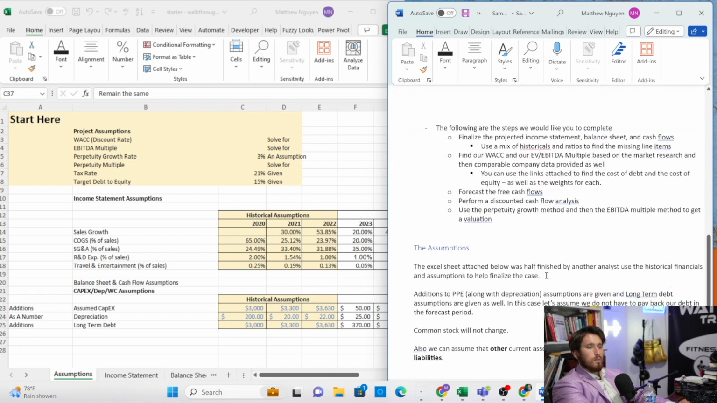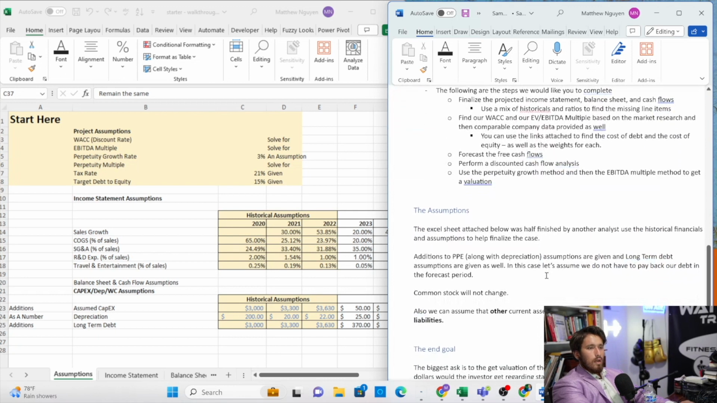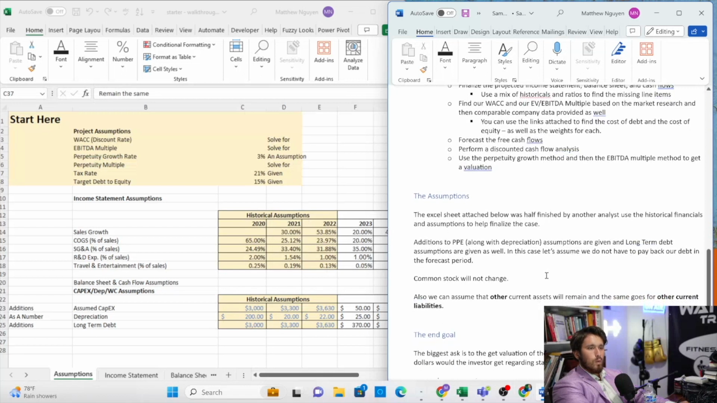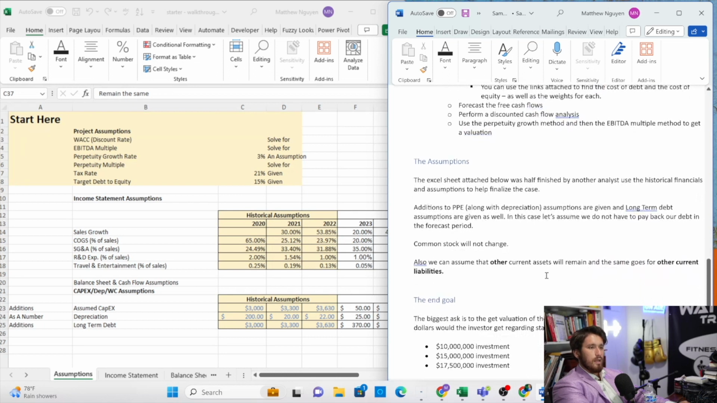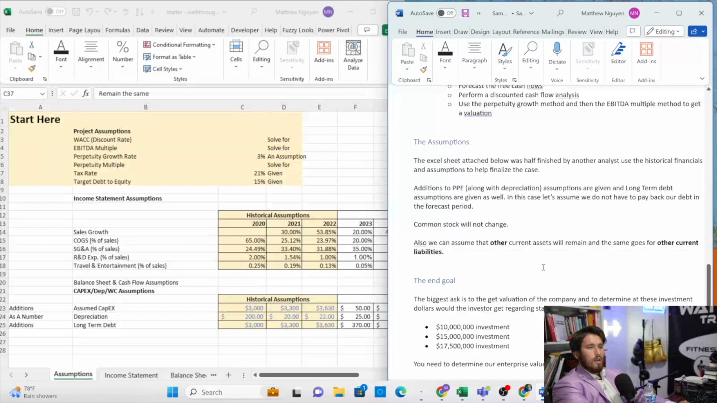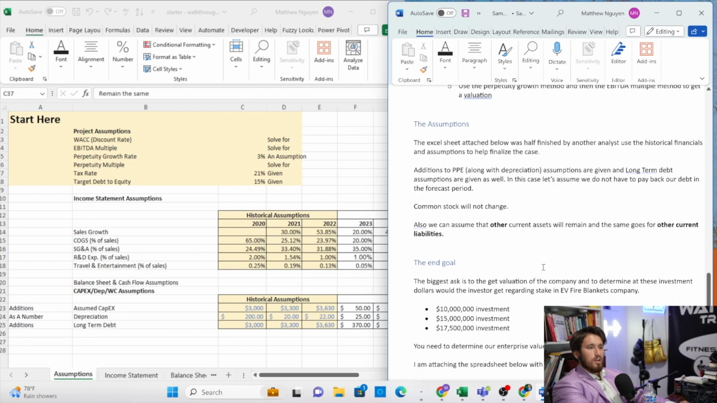The assumptions will be attached to the Excel sheet. Additions to PP&E along with depreciation assumptions are given, and long-term debt assumptions are given as well. In this case, let's assume we do not have to pay back our debt in the forecast period. Common stock won't change. We can also assume that other current assets and other current liabilities won't change as well.